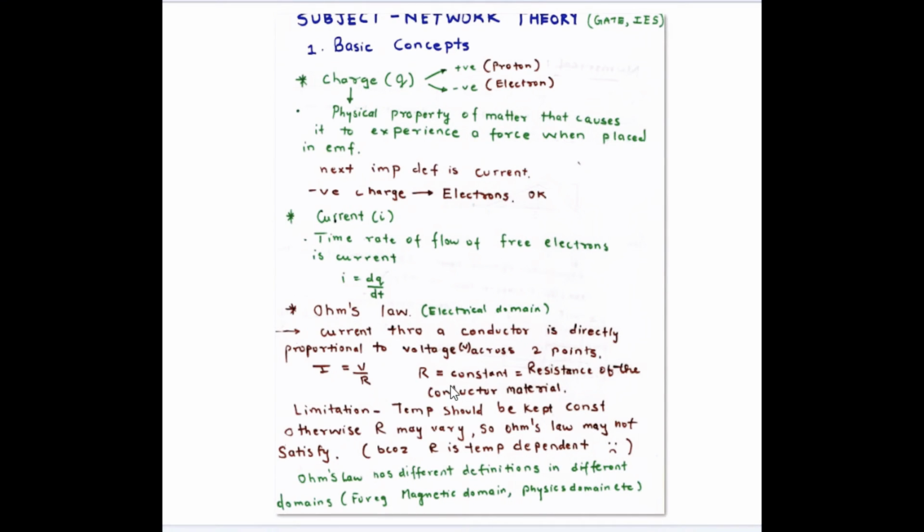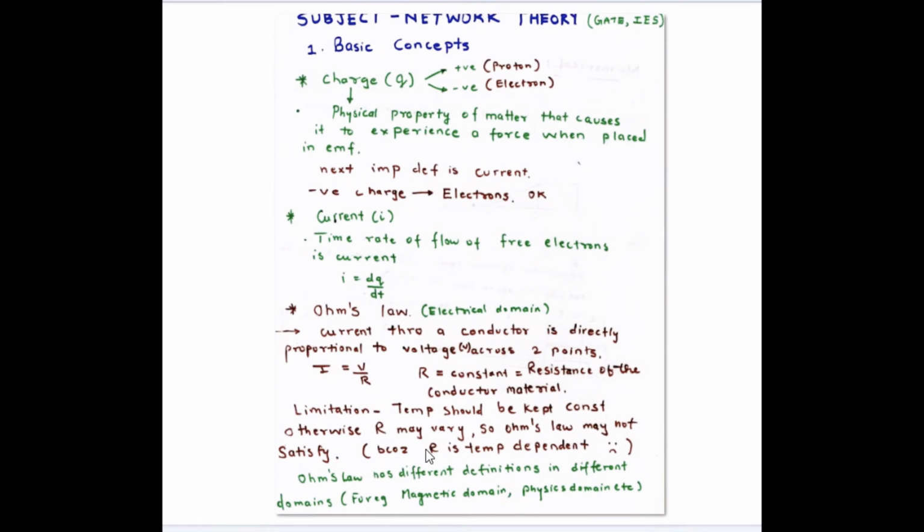Resistance here is temperature dependent. So whenever room temperature or temperature anywhere changes, the quantity R may vary. So this may affect Ohm's law. So these are the 2 points which we will consider while considering Ohm's law.